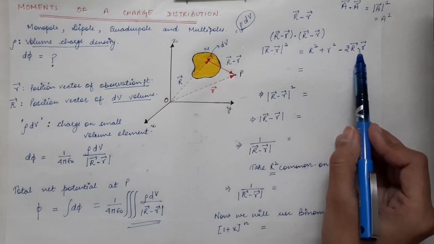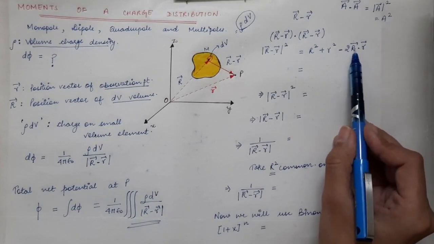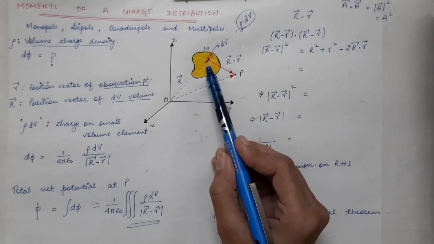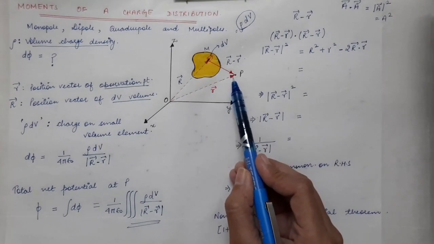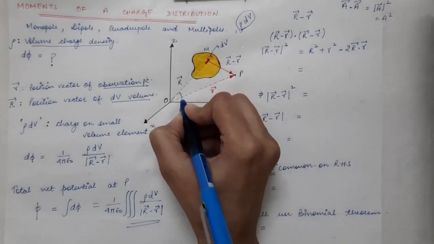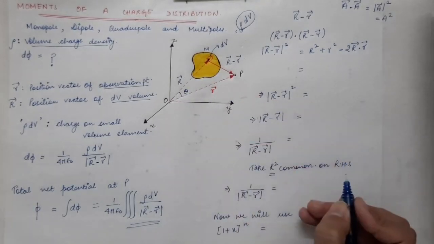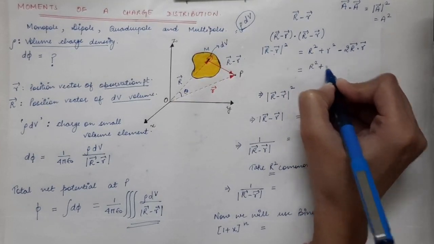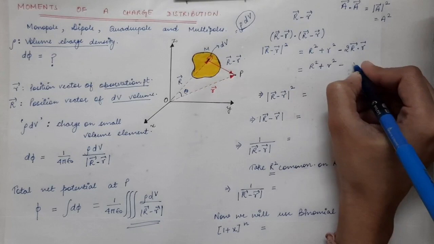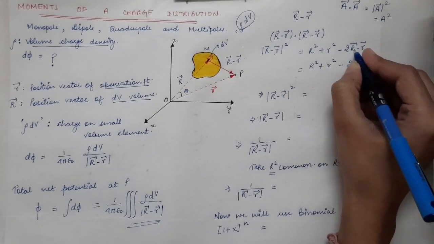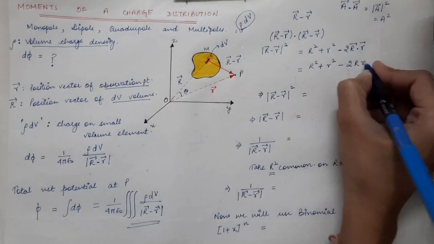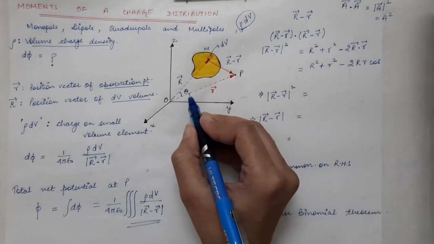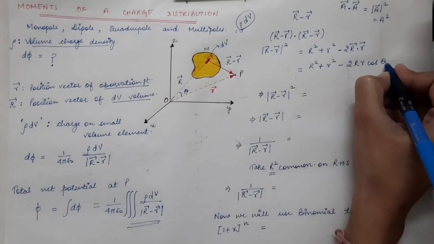So for this R vector dot product with small r vector, here we have capital R and here we have small r vector. So this is the capital R vector and this is the small r vector. Let's say the angle between these two vectors is theta. So this expression will be equal to R square plus small r square minus twice of R into small r into cos of the angle between these two vectors, which we have supposed is theta.